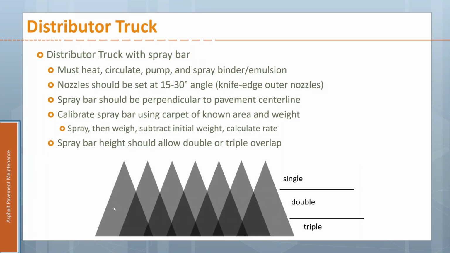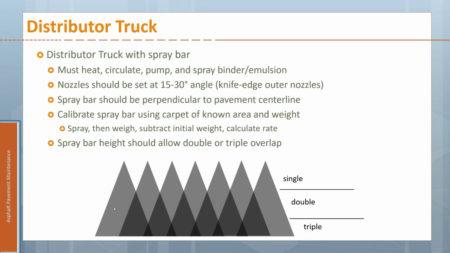All right, when we spray this from the distributor truck, that truck's going to have a spray bar. The truck needs to be able to heat, circulate, pump, and spray the binder or emulsion. And it's going to do that through that spray bar that's got a series of nozzles. Those nozzles need to be set at about a 15 to 30 degree angle, so the fans that come out are not actually hitting each other. But then at the outer edge, we're going to end up with kind of some overspray. So if you knife edge those outside nozzles, it will help make a nice clean edge for your application.